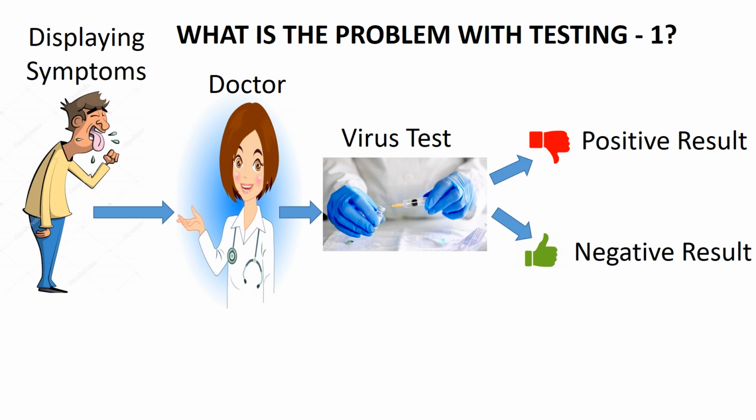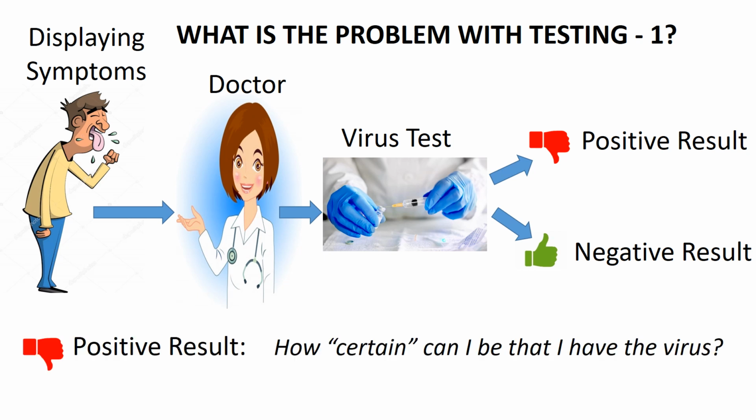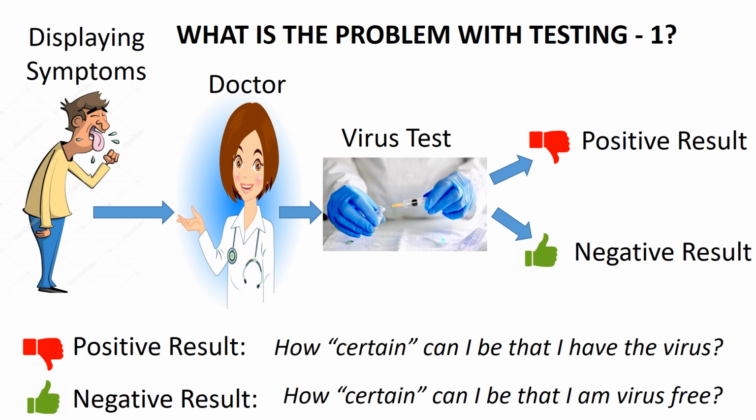So you go along to see your doctor, you have a virus test, and you are told you either have a positive result or a negative result. And what you want to know is that if you're given a positive result, how certain can you be that you have the virus? Is it 100% certain? Or if you have a negative result, can you be 100% certain that you are virus free? So these are the important things, and this is what we're going to look at later on in this video.